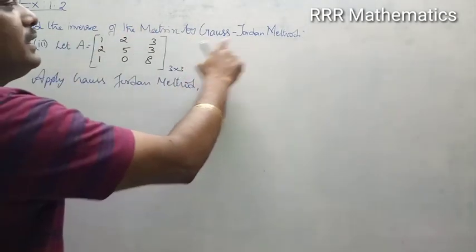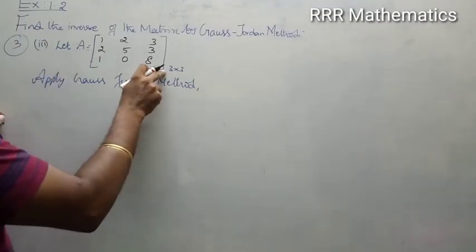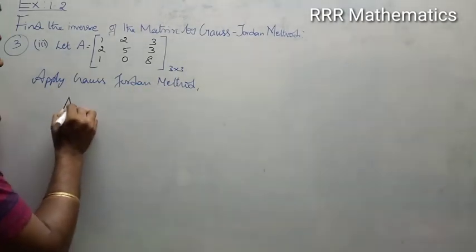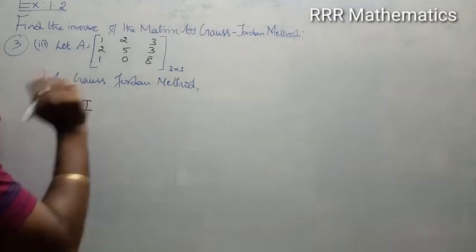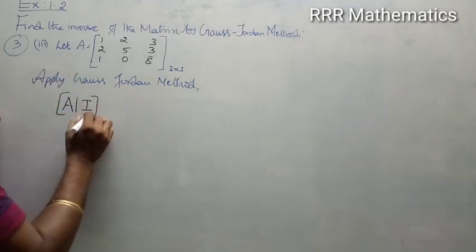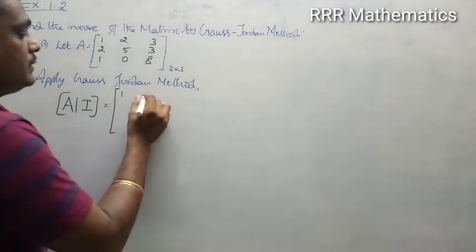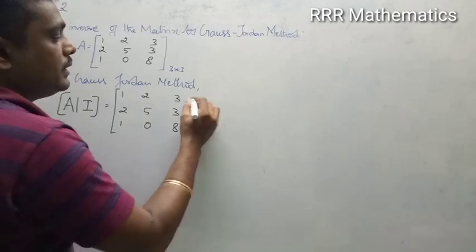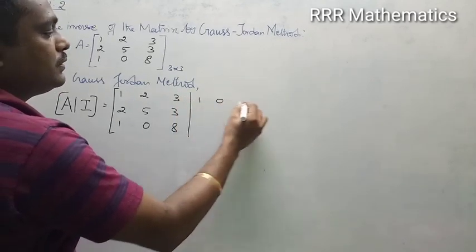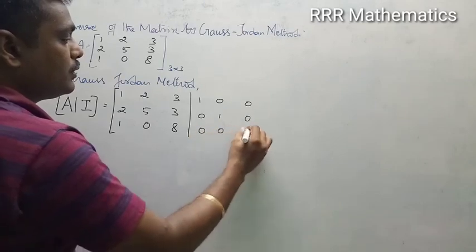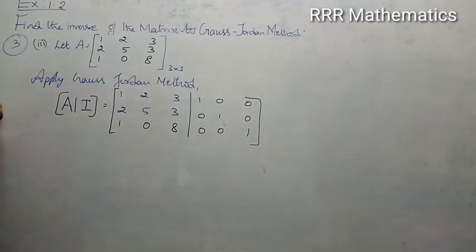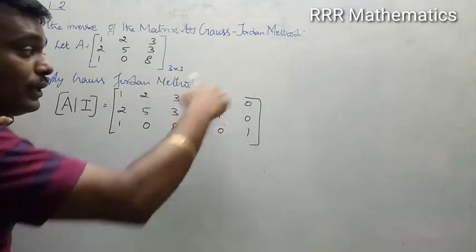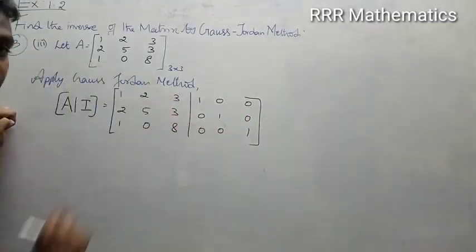Find the inverse by using the Gauss-Jordan method. Let us take the given matrix as A, whose order is 3 by 3. Apply the Gauss-Jordan method. Very simple. Consider the matrix A with the respective 3 by 3 identity matrix: 1, 2, 3; 2, 5, 3; 1, 0, 8, and the identity matrix 1, 0, 0; 0, 1, 0; 0, 0, 1. By using elementary transformations, you want to bring this 3 by 3 to an identity matrix, and what you get on the other side is nothing but the inverse of A.